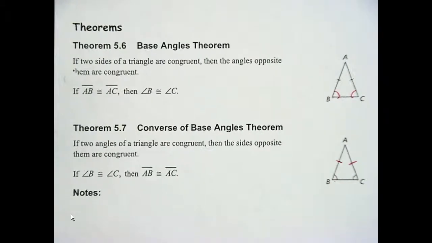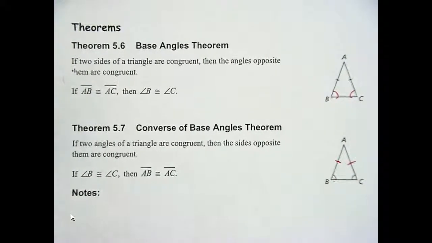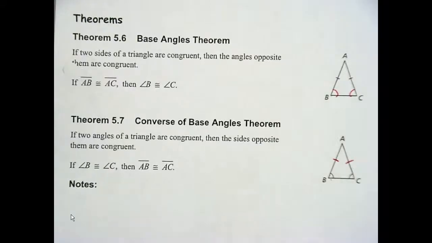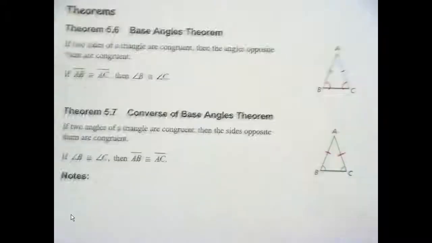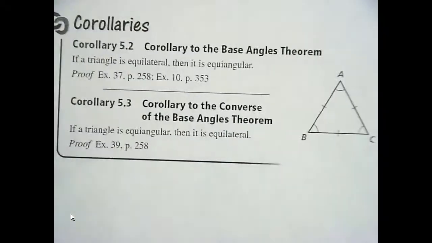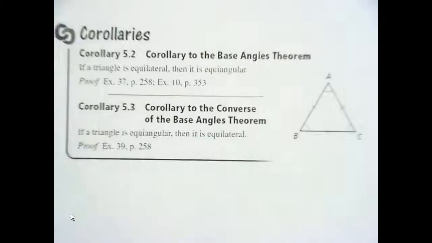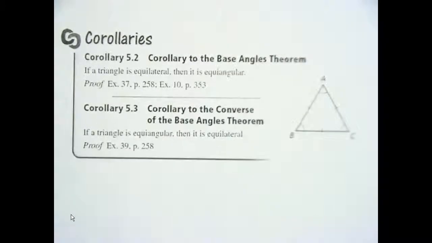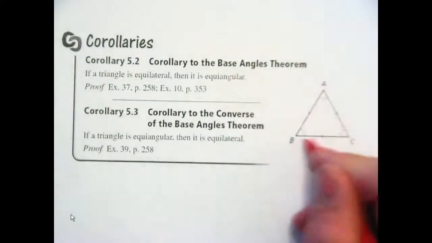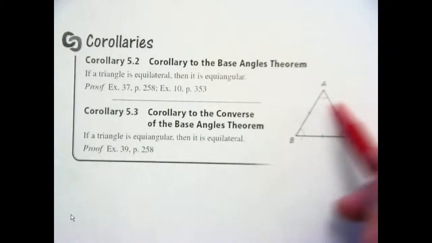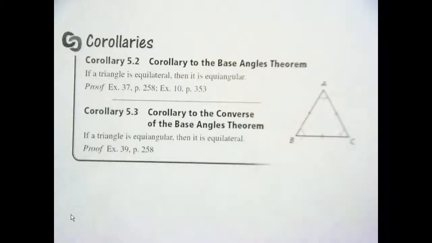Okay? So the isosceles triangle has two sides congruent. What's the difference between isosceles and equilateral? Equilateral has all sides congruent, which means it also has all angles congruent. So equilateral, we also call equiangular.